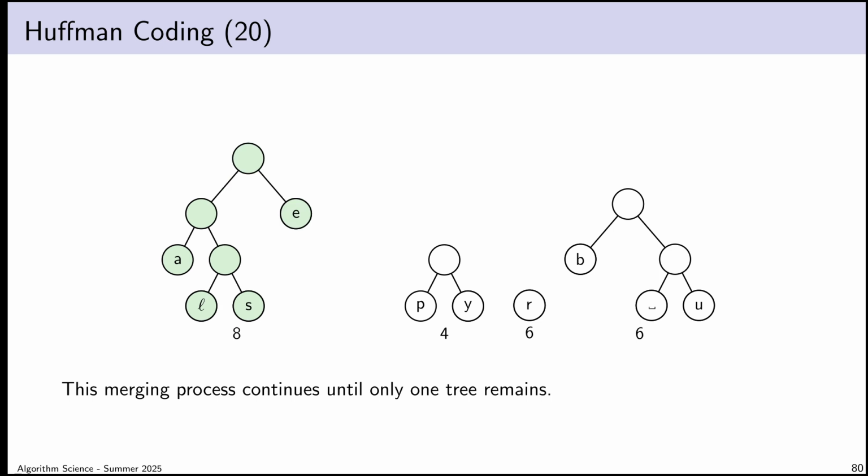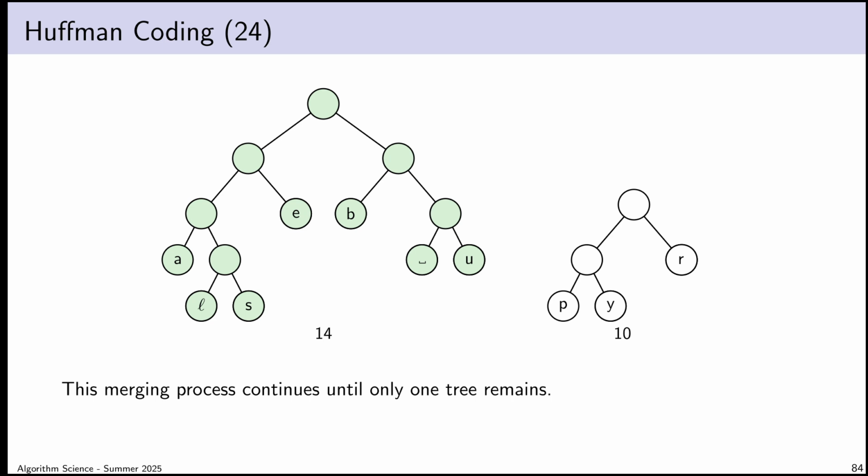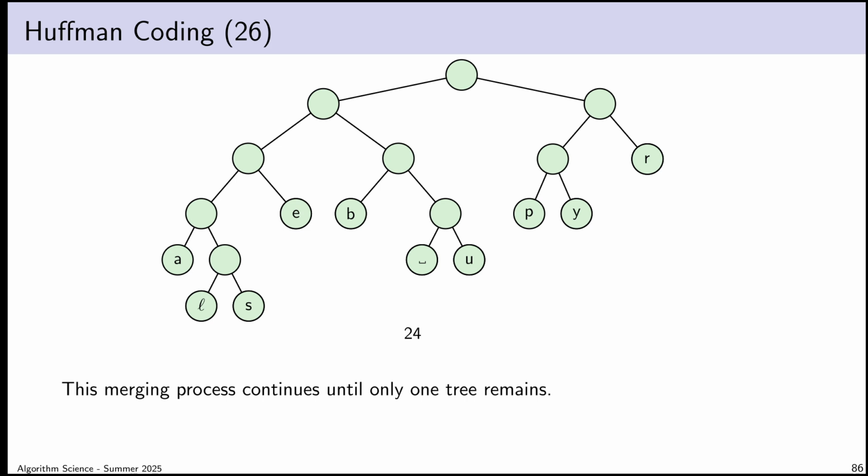Okay, the next 2, I choose the E and the tree involving A, L, and S. I merge them. Now I have a tree with frequency 8. I choose these 2. Finally, the R gets merged. Okay, there it is. And then I choose the 6 and the 8. I merge them. And then finally, I have only 2 trees left, and I merge them as well.